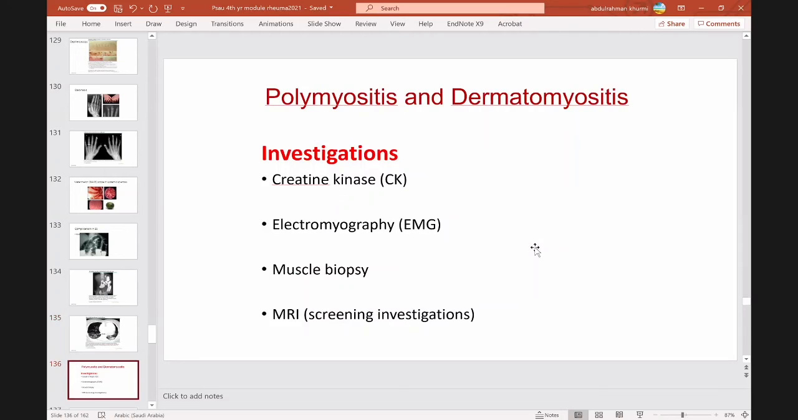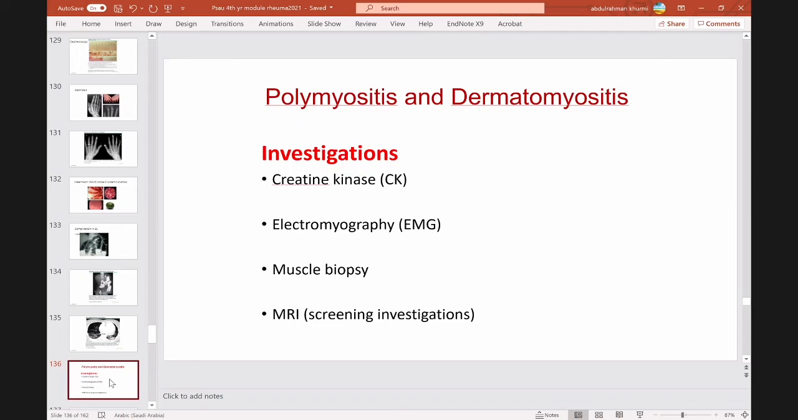And polymyositis and dermatomyositis. What it is, as we said, inflammation of the muscles. So how do you investigate this? Muscle enzymes like creatine kinase, or electromyography, EMG, electrophysiological study of the muscles, or you do muscle biopsy, plus MRI to see the inflammation of the muscle.